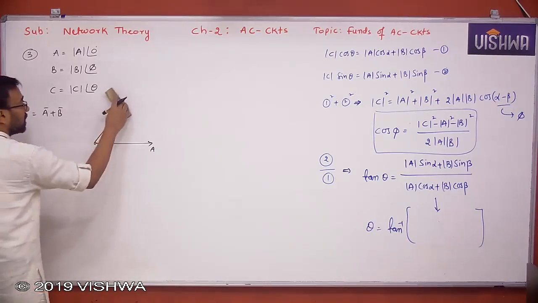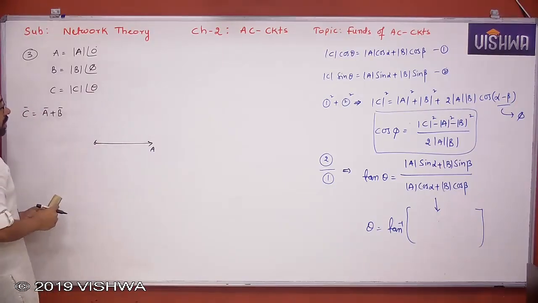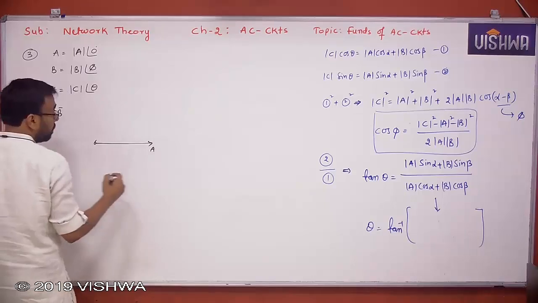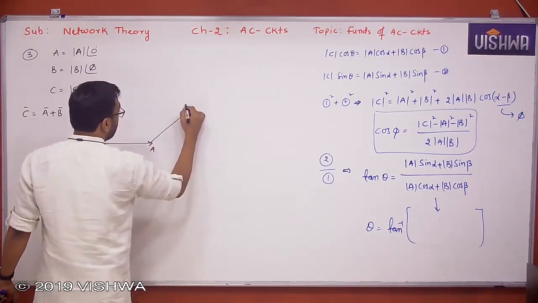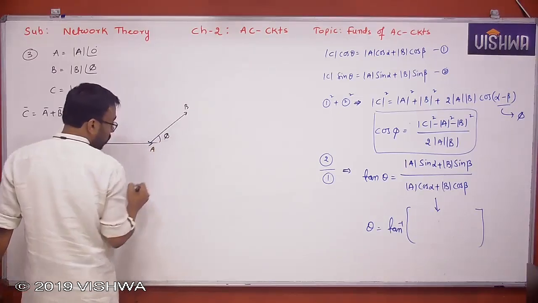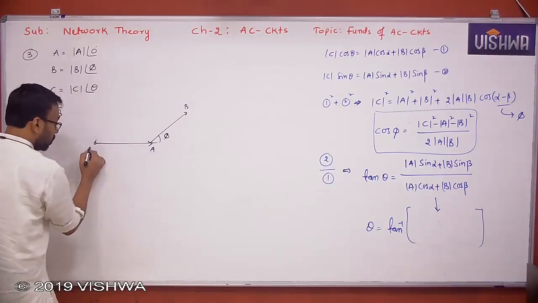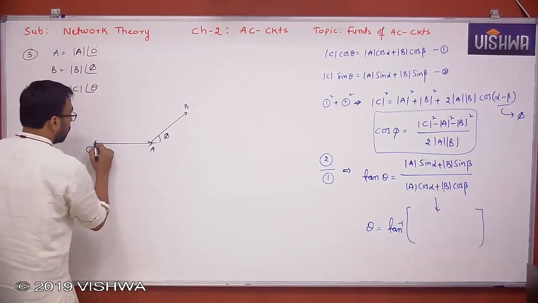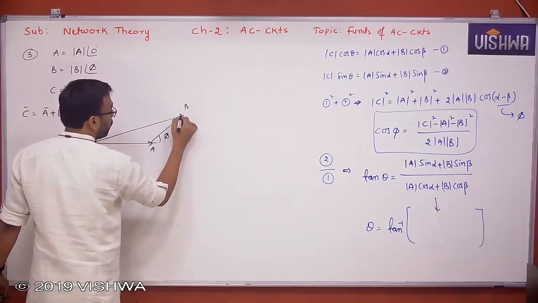So what I do is, first I have drawn A, and at the tip of A, I would like to draw B. So what is that? B actually is making an angle. This is B making how much angle here? Some phi, okay. Now if you add these two from this O, let us say O is the origin, this is going to be C.